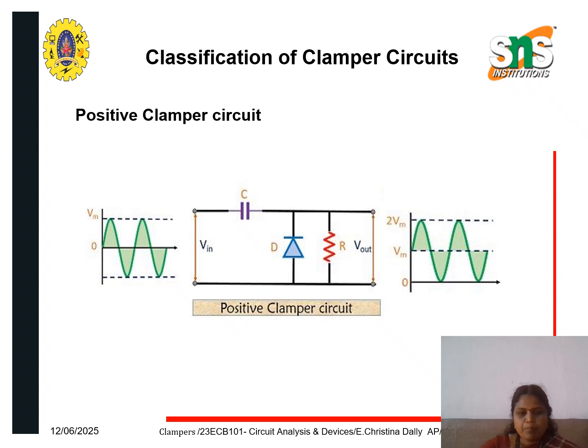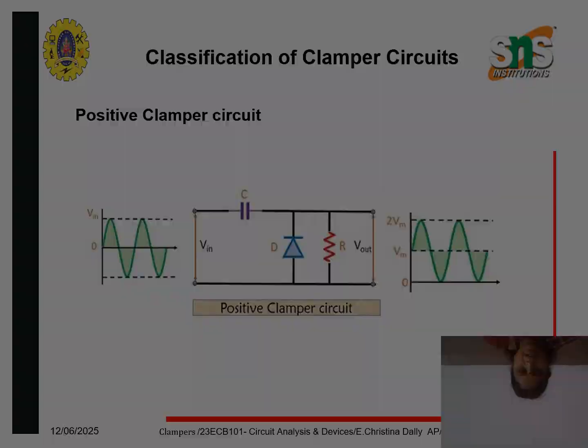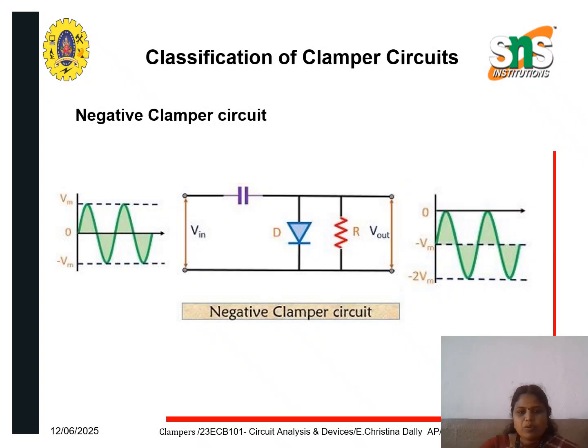When we apply the input signal to the capacitor, diode and resistor, the output will be in the form of a clamped one. This is a negative clamper circuit, as we discussed in the previous slide. Here the diode is connected inversely, so the negative clamper circuit reflects.